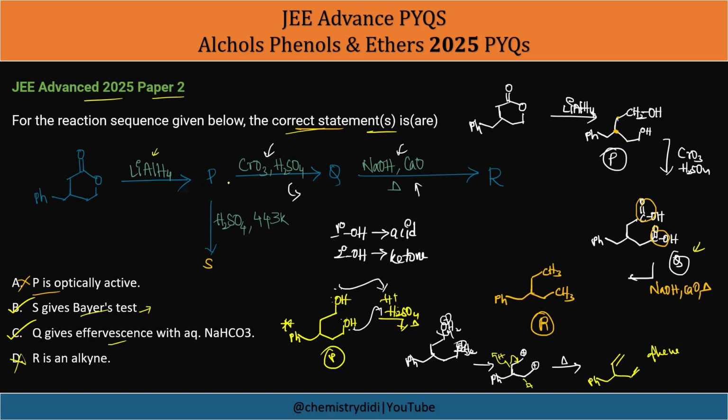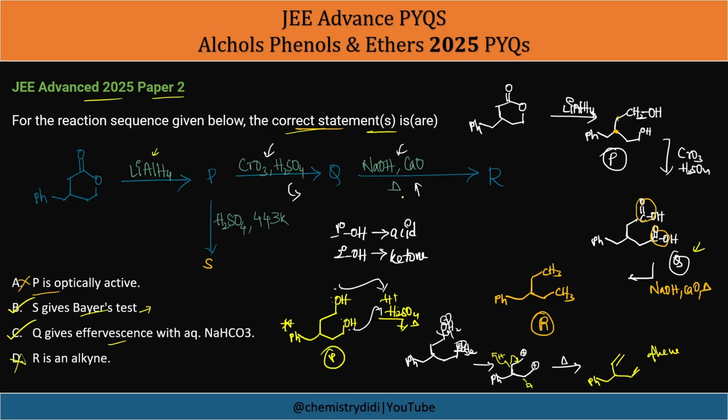And let me just summarize this for you. Here they have given a cyclic ester, and when you treat it with a strong reducing agent, it will reduce that group to alcohol groups. So you have got two alcohol groups in P. Then we have treated it with Jones reagent. Jones reagent is a strong oxidizing agent. It will oxidize primary alcohols to acids and secondary alcohols to ketones. So here there were two primary alcohols, which get converted to acid groups.